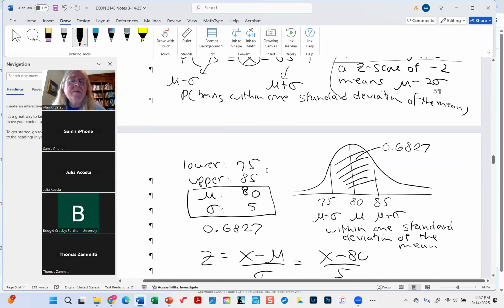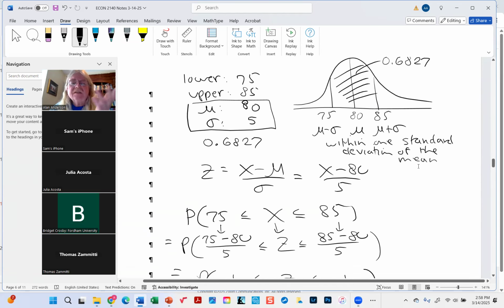Fine. And of course, you might remember when we were doing the empirical rule, they told us that the probability of being within one standard deviation of the mean is approximately 68%. And then we went ahead in the last class and we showed the exact probability is 68.27%. So that's what we're getting here.